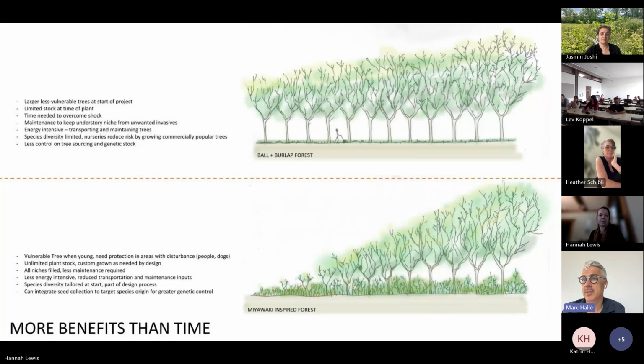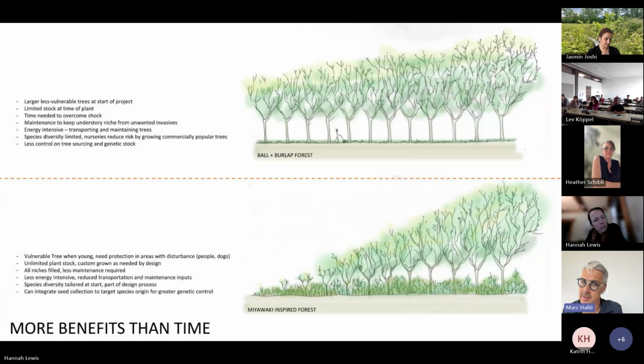Species diversity is limited. Nurseries reduce the risk by growing commercially popular trees. So if you want to plant something like a blue ash, which I'll talk about later, it's a very specialized niche species. Nurseries are not going to carry that because it's too delicate and most people won't know what to do with it. So not available.